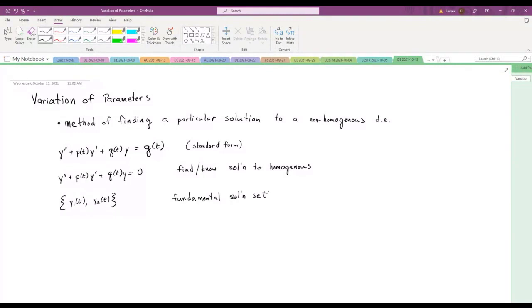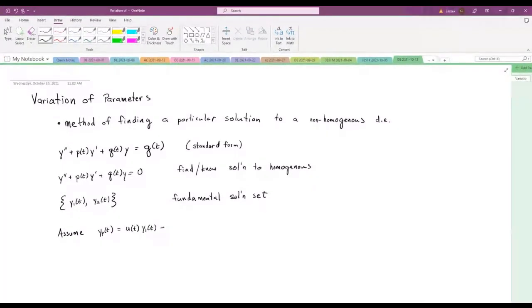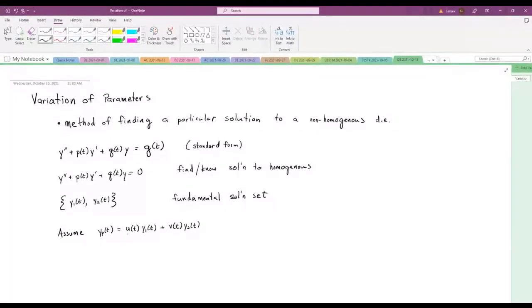Once we have this, we go back to our original non-homogeneous differential equation and assume that our particular solution is a combination of the fundamental solution set, except not a standard linear combination. Rather, the things that multiply y1 and y2 are unknown functions of the independent variable. So that's the assumption for variation of parameters.